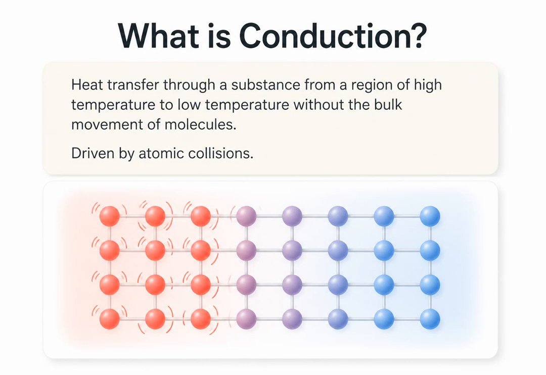So, what exactly is conduction? It is the process of heat transfer through a substance from a region of high temperature to a region of low temperature. Crucially, this happens without any bulk movement of the molecules themselves. The material stays put, but the heat energy moves.